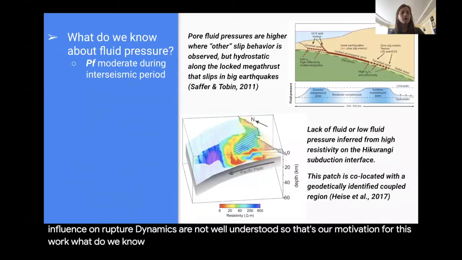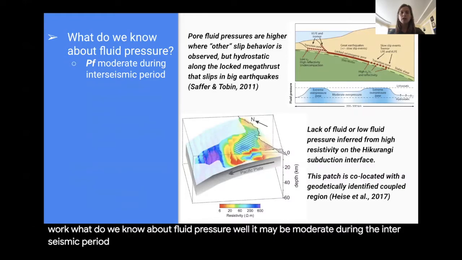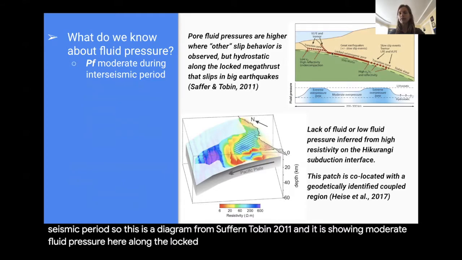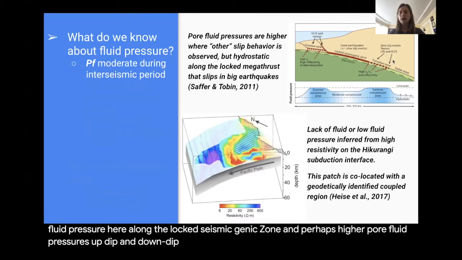What do we know about fluid pressure? Well, it may be moderate during the interseismic period. So this is a diagram from Saffer and Tobin, 2011, and it is showing moderate fluid pressure here along the locked seismogenic zone, and perhaps higher pore fluid pressures up dip and down dip of that locked zone.